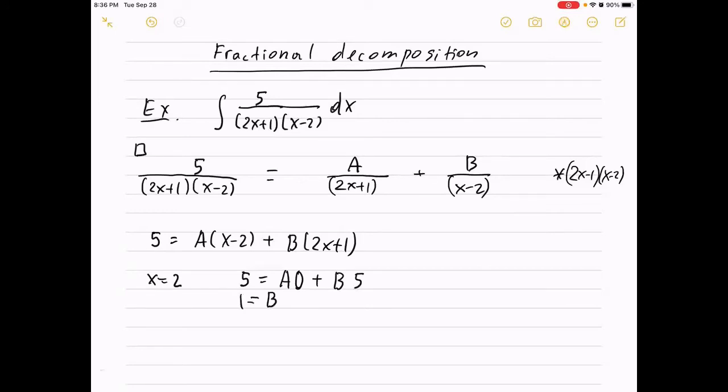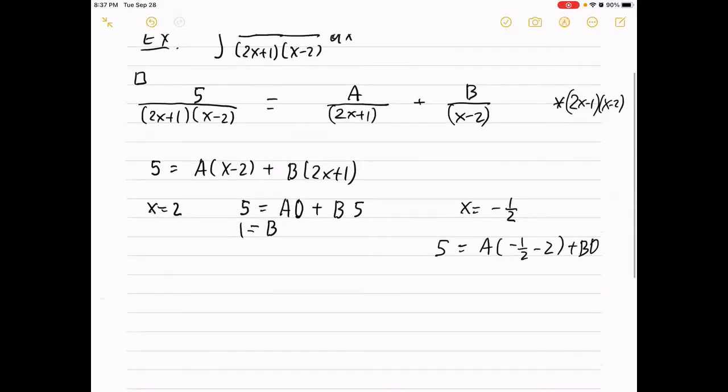If we substitute x equals negative 1/2, we're going to get 5 equals a times negative 1/2 minus 2 plus b times 0. So we're going to get 5 equals negative 5a over 2. So we conclude that a is going to be equal to negative 2.